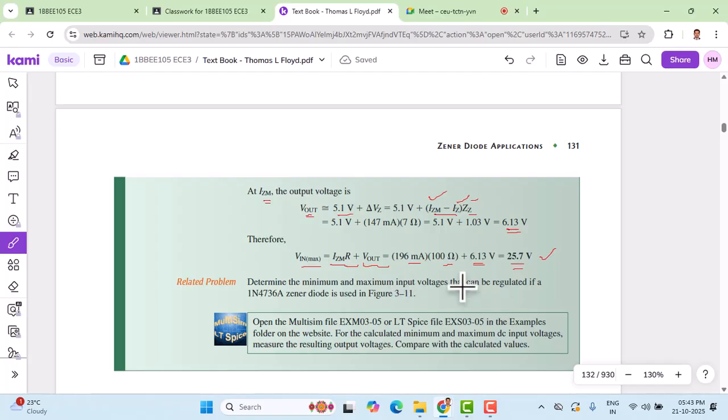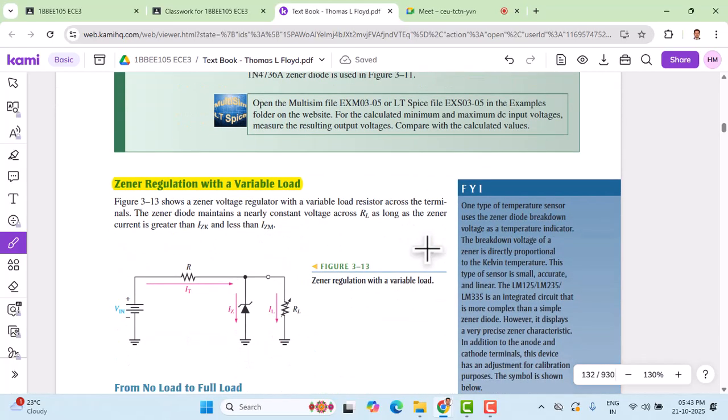We have one more problem here. Advise the students to solve those problems on their own.